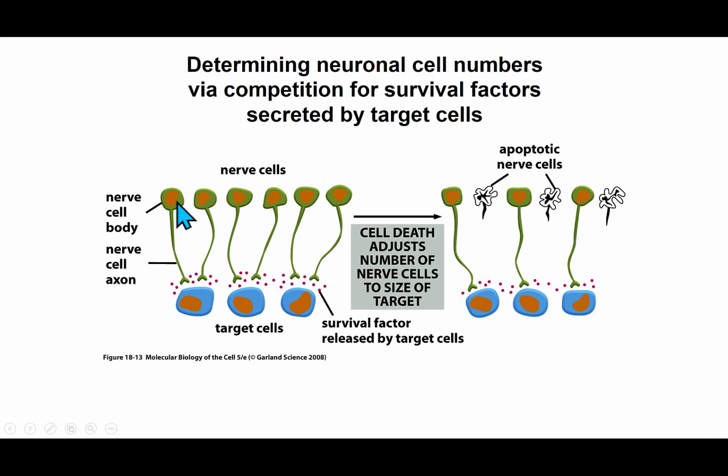Determining neuronal cell numbers actually occurs very often via competition for survival factors secreted by target cells. During development, you actually have a lot of nerve cells, and what happens is particular target cells will secrete survival factors. And the neurons that get enough of these survival factors will survive, whereas the ones that don't get enough essentially will undergo apoptosis. So cell death adjusts the number of nerve cells to the size of the target.